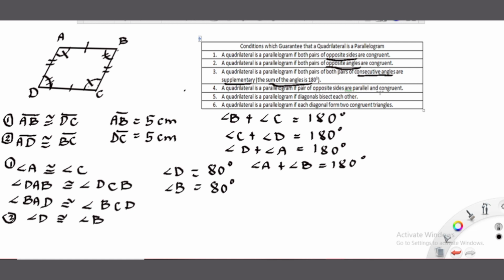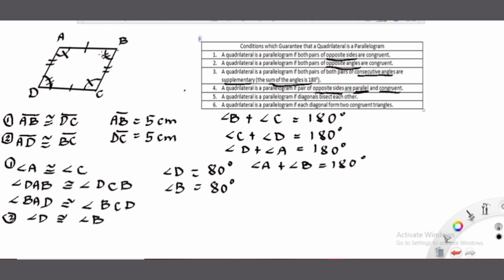So we have already discussed that the opposite sides of a parallelogram are congruent. Now let's have parallel. So pag sinabi nating parallel, it means to say the sides are equidistant to each other. Equal ang distance ng opposite sides sa isa't isa. Or it means to say that no matter how long you extend the opposite sides, they will never ever meet.